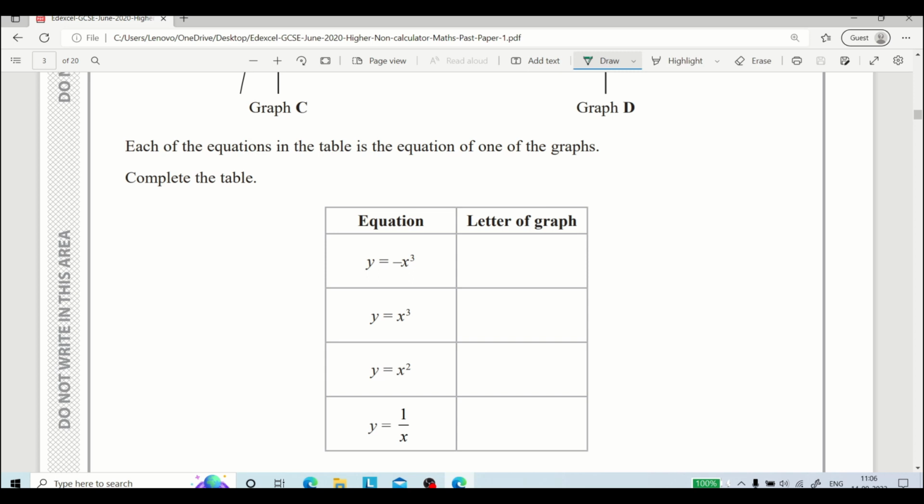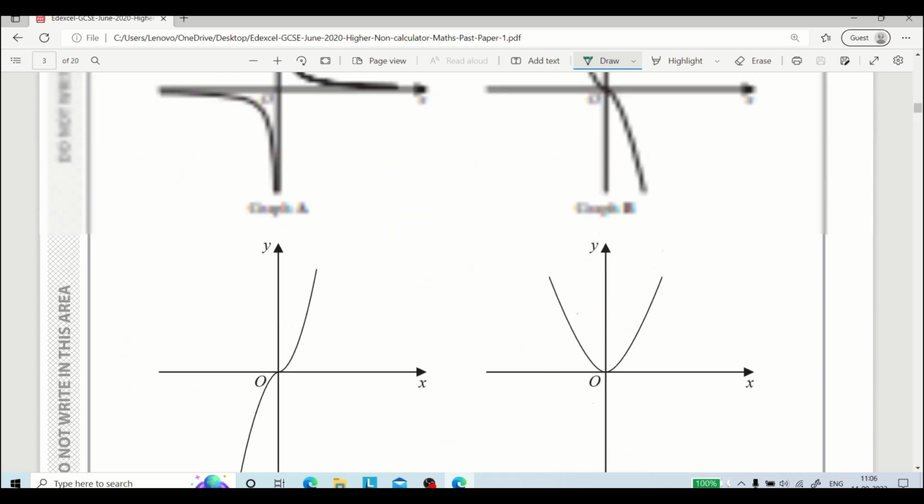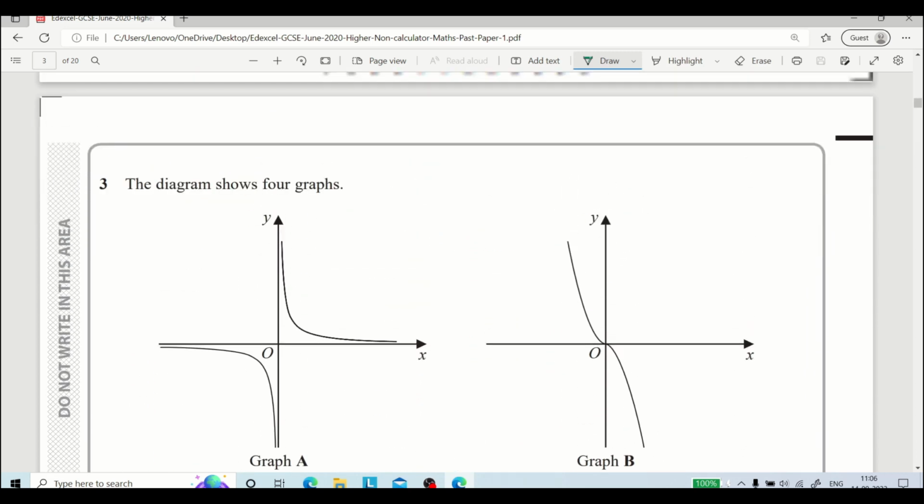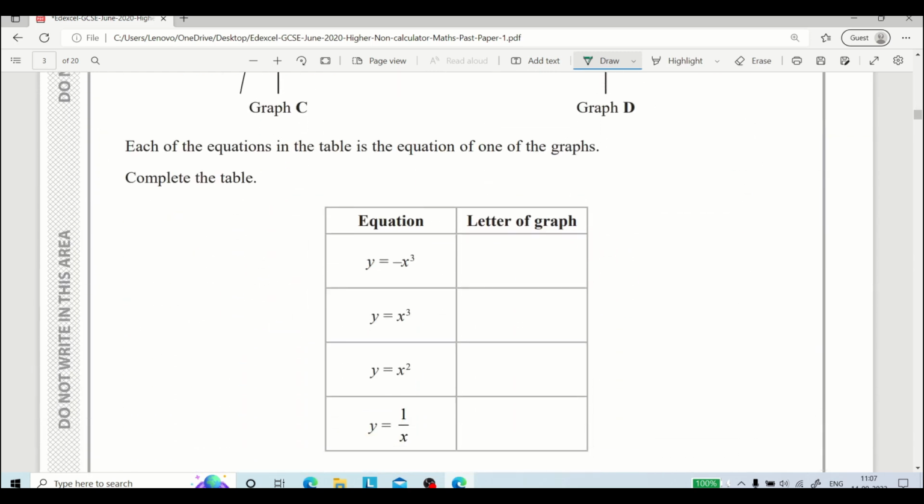Okay, so that is going to be graph B, because yes, it will also include negative values, right? So that being the reason, this is going to be y is equal to minus x cube. So yes, this is our first graph, that is graph B.